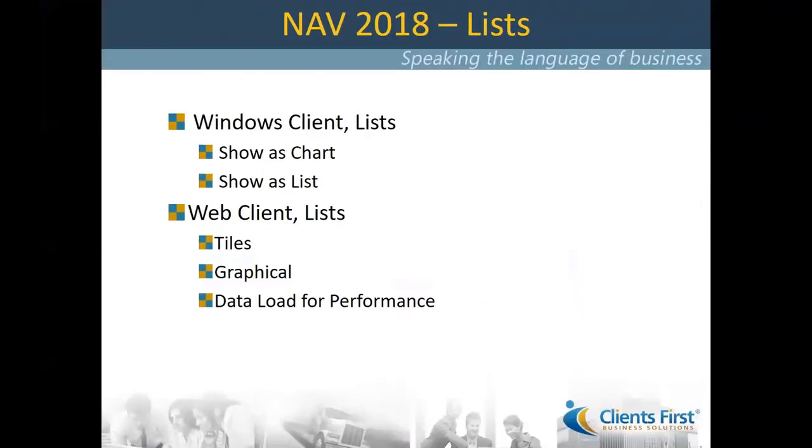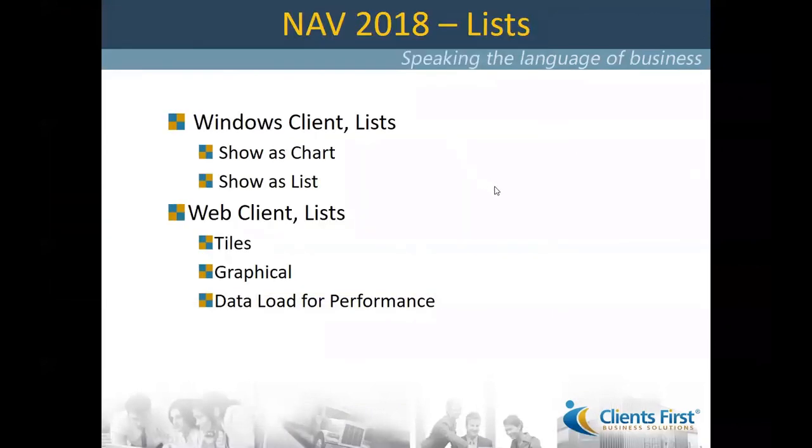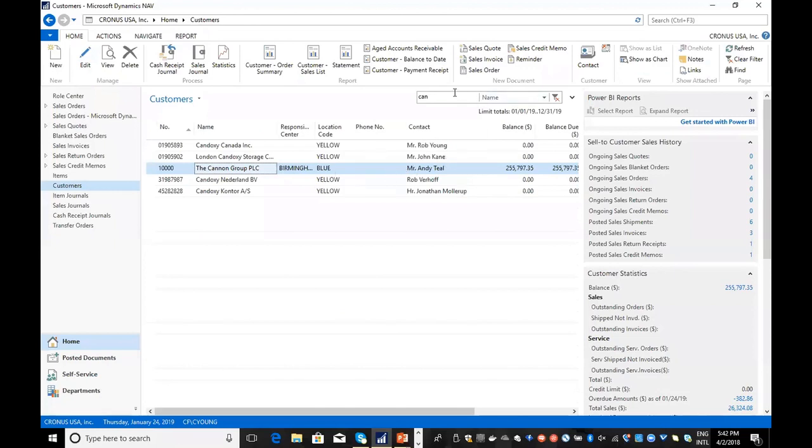When we take a look at those lists, one of the differences is the graphical capabilities. When we look at the Windows client, lists can be shown as a chart or as a list. On the web client, however, it's a little different. They're tile-based lists, designed more for a touchscreen type of interface, web-based interfaces, much more graphical, and the data load for performance still supports that drag bar on the right-hand side of the screen. So let's go into the Windows client, and back on this customer list, I'm going to clear my filter.